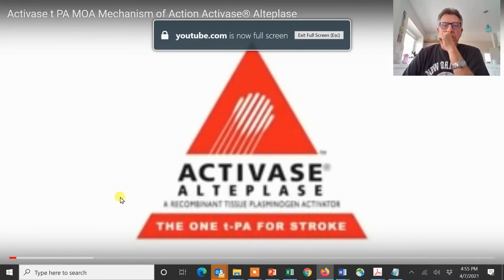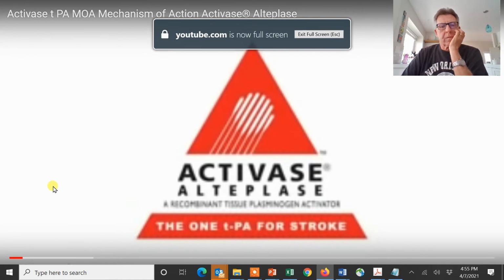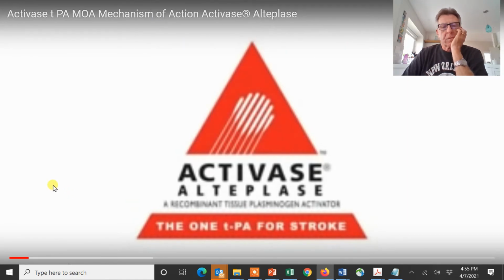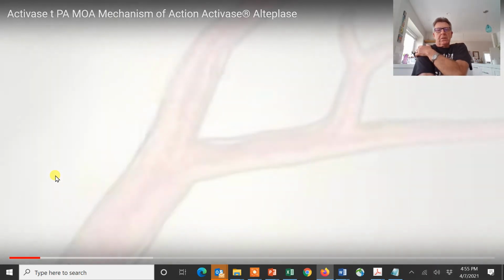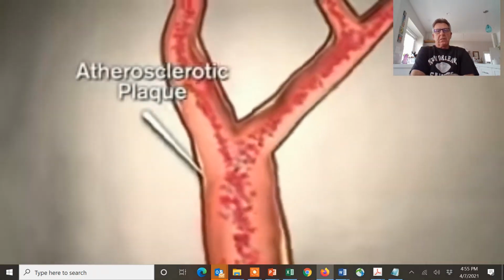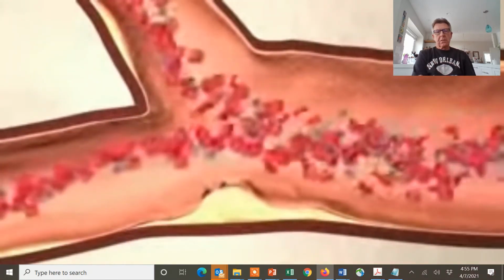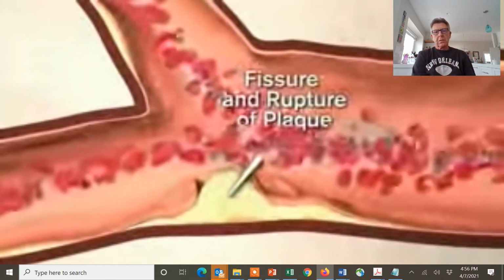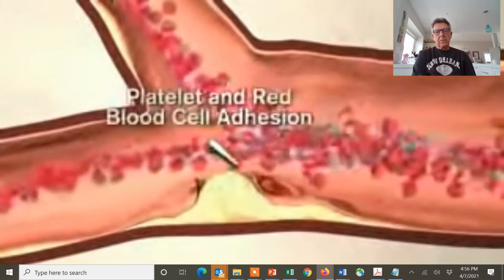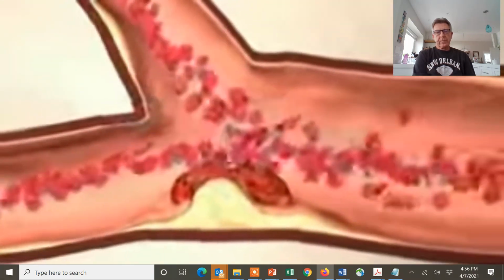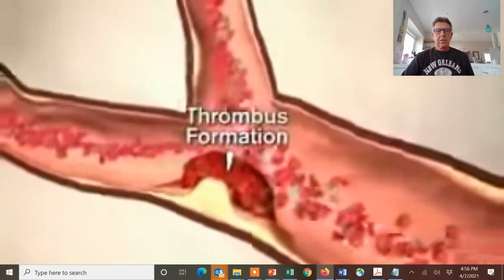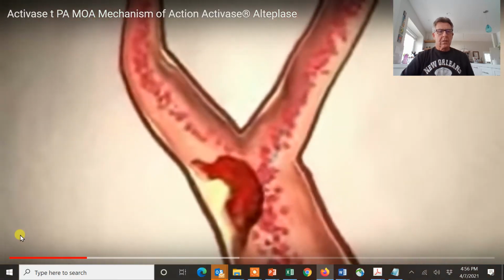Okay, all right, and we can watch right here kind of an animation, real time, of what this looks like. Activase, also known as recombinant tissue plasminogen activator, or tPA, is the only drug approved by the FDA for treatment of stroke. Growing plaque can rupture, promoting thrombus formation by activating the coagulation cascade. Platelets and red blood cells aggregate at the site of injury, causing further narrowing of the artery. This impedes blood flow even more and causes turbulence in the artery.